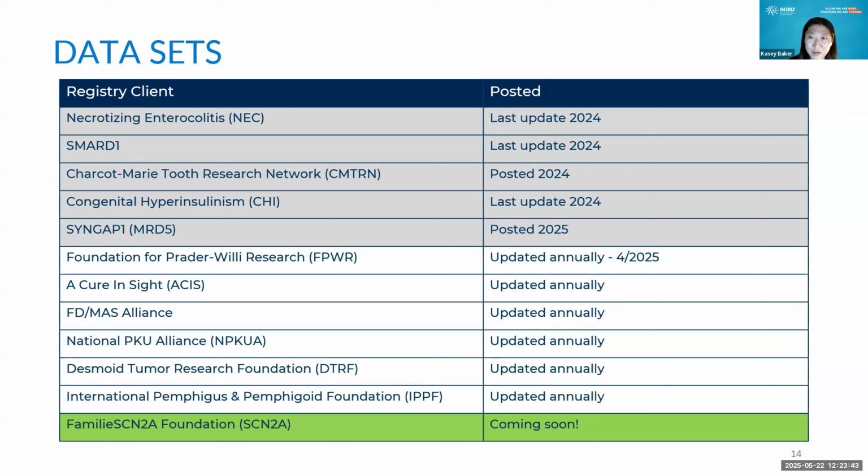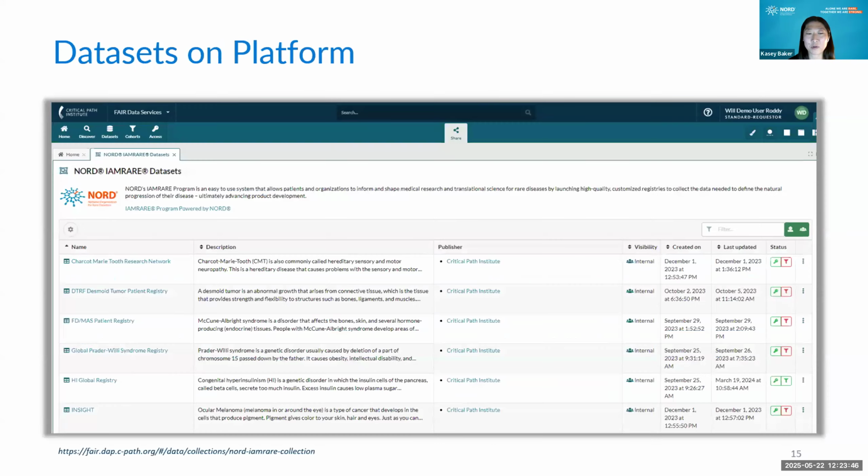So I will pass it over to Will to show you some of the real-time examples of the benefits of this. Yeah, so this is a screenshot of the FAIR Data Services platform and what the IAMRARE data sets look like in the platform. So we're able to store everything in what we call a collection of data sets. This is going to show you the latest and greatest, the most up-to-date versions, what we have received from NORD, all in one place. And so you get a good sense of these are the IAMRARE data sets that have been added to the platform via this pipeline. And there's a hyperlink to this at the bottom of the slide there. We can share that too.